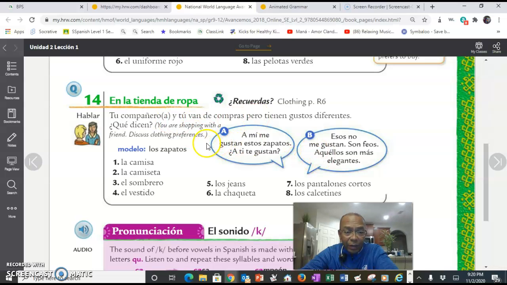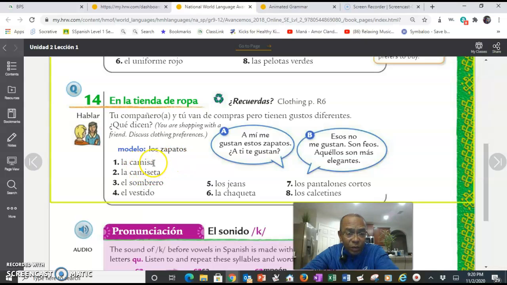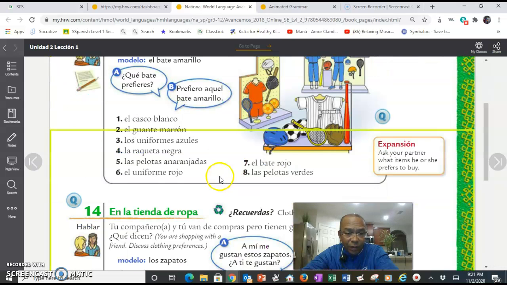Here in activity 14, what you need to do, you have to discuss clothing, or what clothing you prefer, okay? By saying, a mí me gustan estos zapatos. ¿A ti te gustan? Esos no me gustan, son feos. Aquellos son más elegantes. So you would use each one of these based on how close they are. What I would like you to do is to use each of the demonstrative adjectives that we just went over.